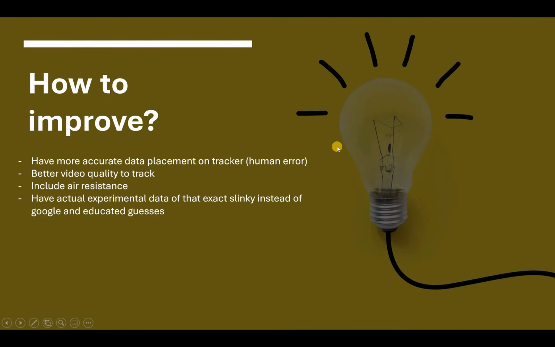So how to improve on this lab? I need more accurate data placement on the tracker, which is human error. Have a better video quality to track the position of the slinky. I could also include air resistance and have actual experimental data of the exact slinky instead of Googling and educated guesses.